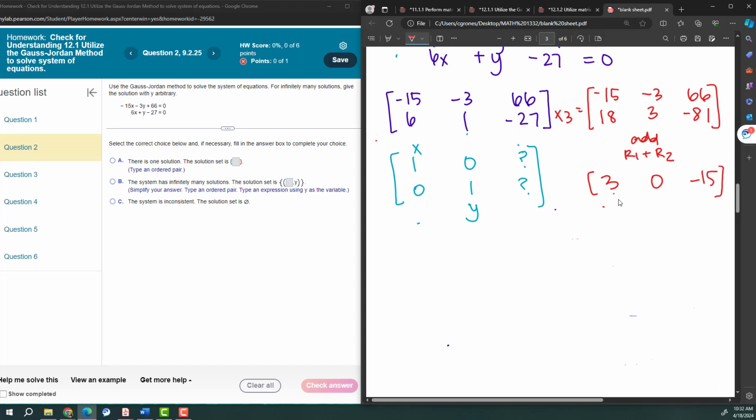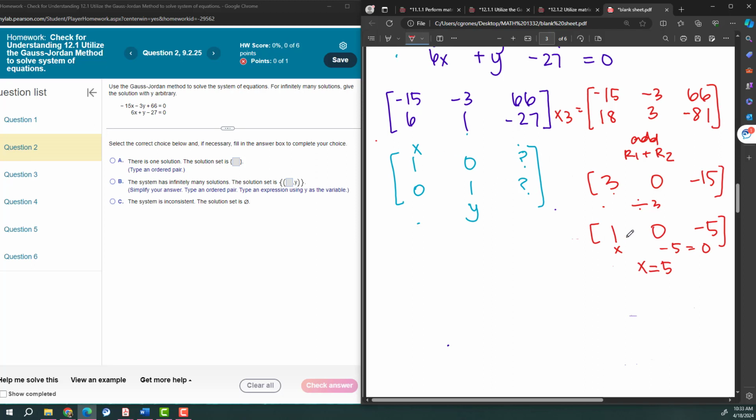And remember, we need a 1 here, so I'm going to divide everything by 3. So I end up with 1, 0, negative 5. So this is dealing with our x, and what this equation looks like now is that x minus 5 equals 0. So that means that x equals positive 5. So we found our x. That's going to be our first row.